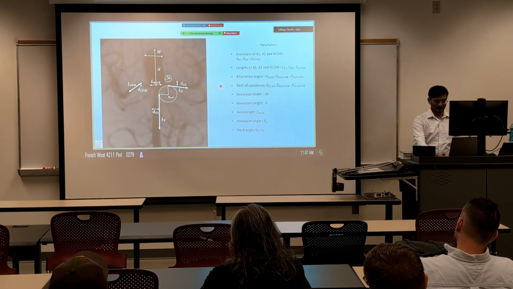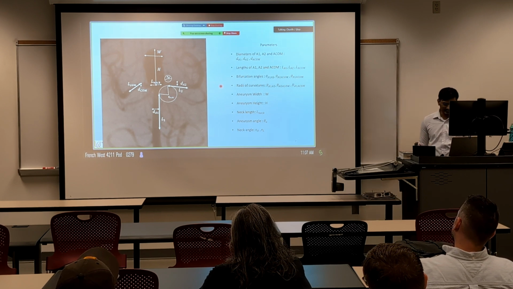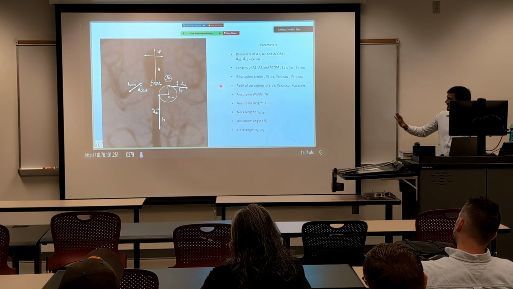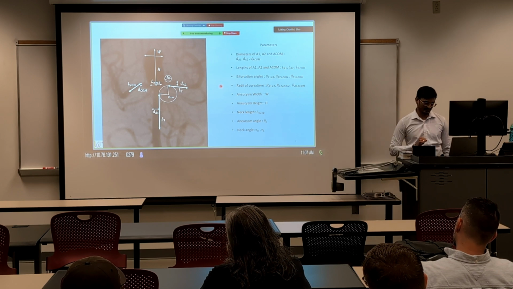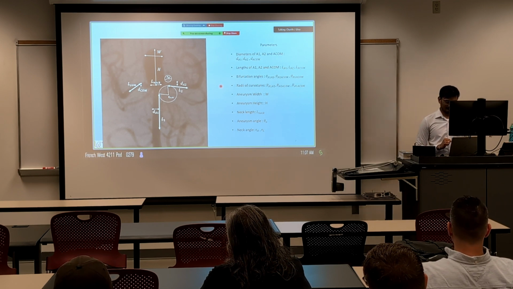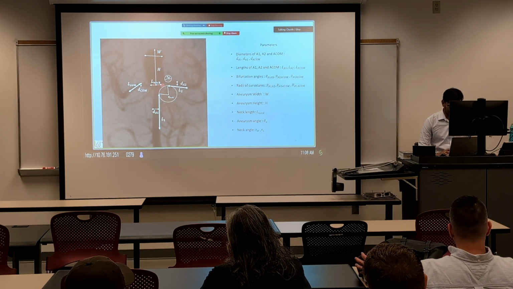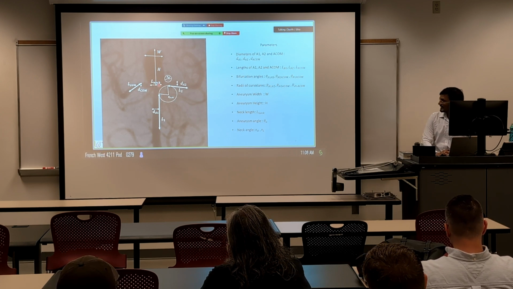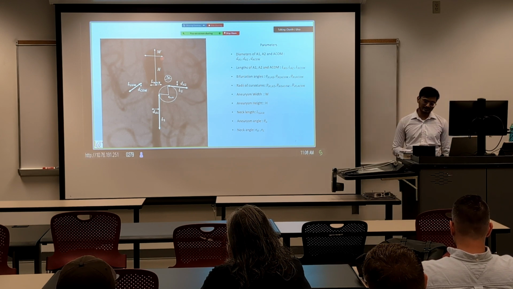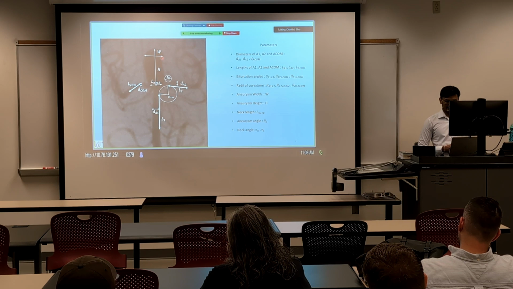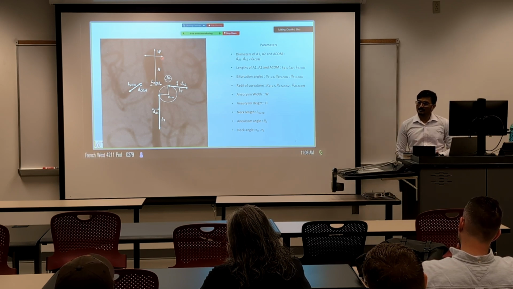Right, so now when identifying the parameters related to this aneurysm structure, we have several important values like the diameters of the vessel and the length of the neck of the aneurysm. We have the height and the width, that's the maximum distance between the two side walls. And also there are some values that are not that obvious.